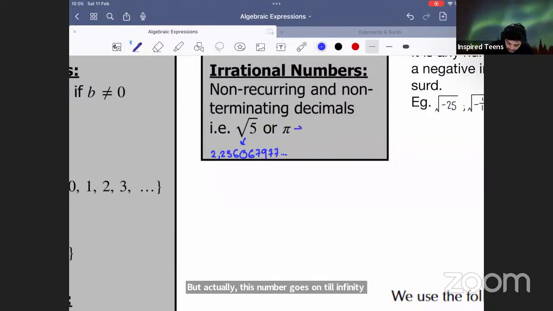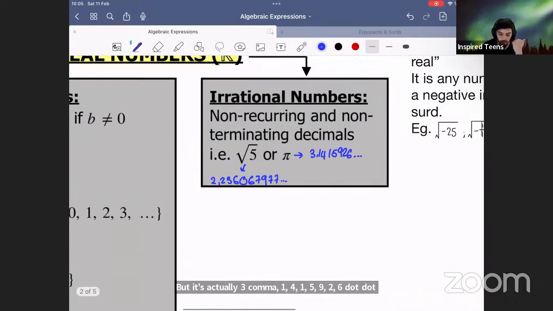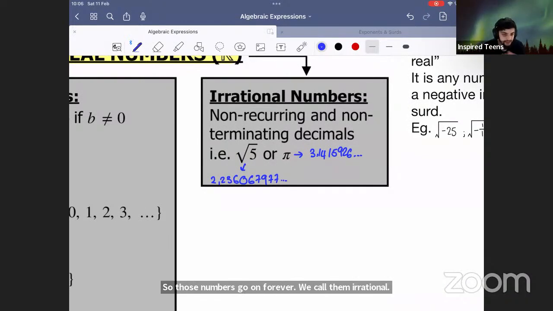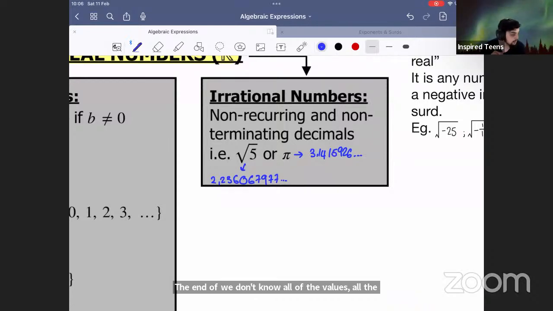So too is the same with pi. When we put pi in our calculator, normally we memorize it as 3.14, but it's actually 3.1415926... Those numbers go on forever. We call them irrational. Irrational numbers are numbers that we don't know the end of. We don't know all the digits of that actual term. An example is root 5. It's non-terminating decimals. They go on forever. We can never determine the complete value of it.